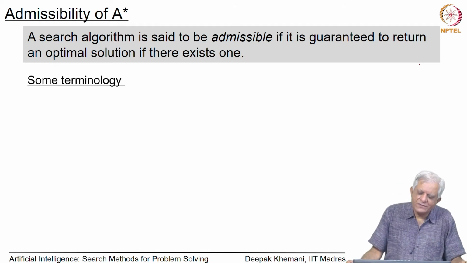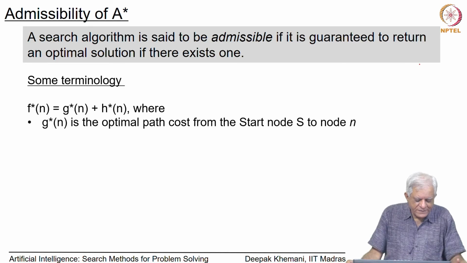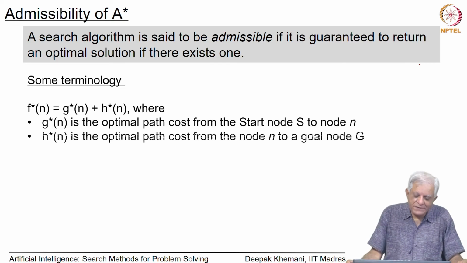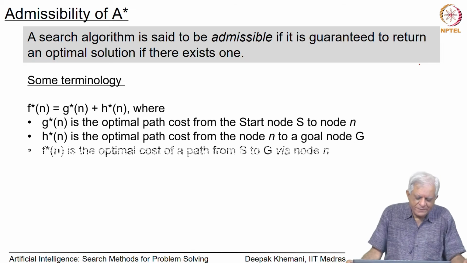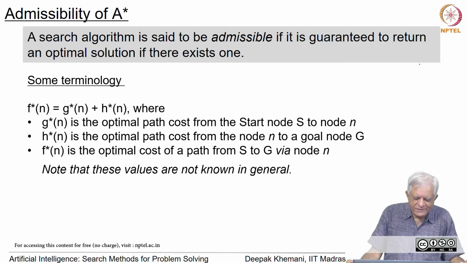So, we need some terminology for doing this analysis and for doing the formal proof, and we use the terms f star of n, g star of n and h star of n, and as before f star of n is the sum of g star of n plus h star of n. Now, when you put star on these functions, we are implicitly saying that they are optimal in nature. Whenever we say A star, we mean that the algorithm will find the optimal path. Later on we will study an algorithm called AO star, and that would mean that it would find an optimal solution.